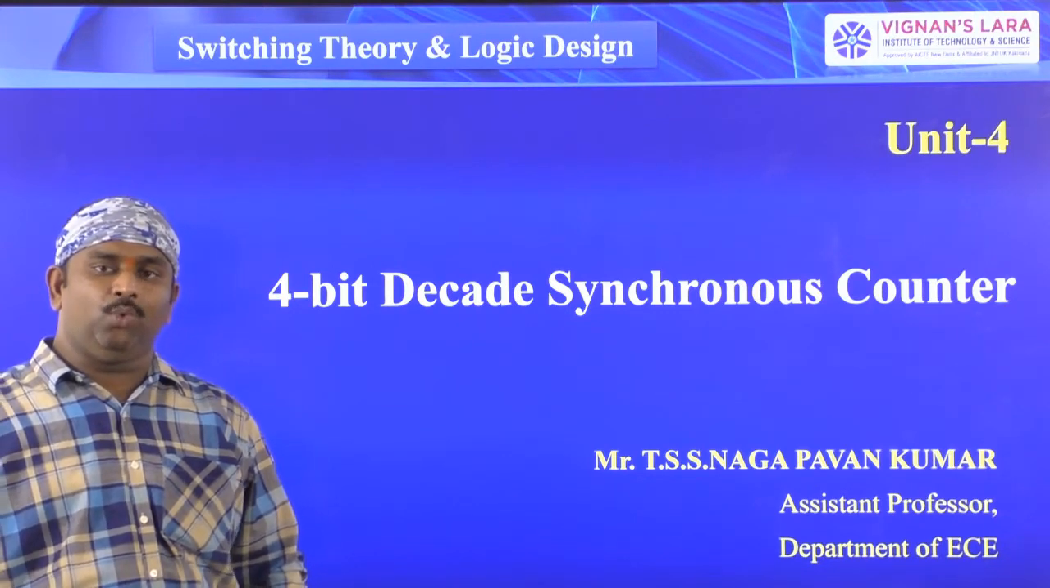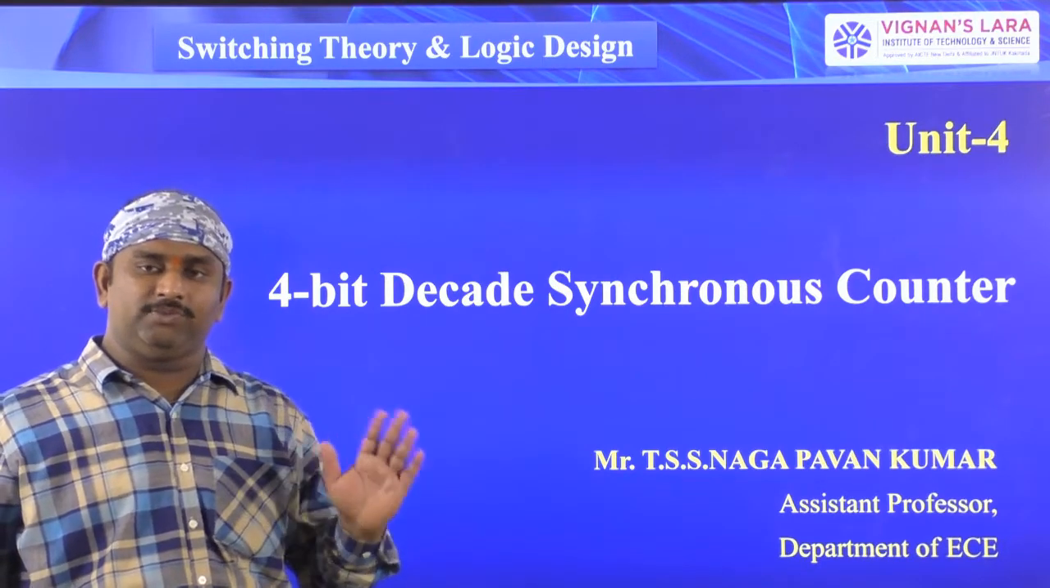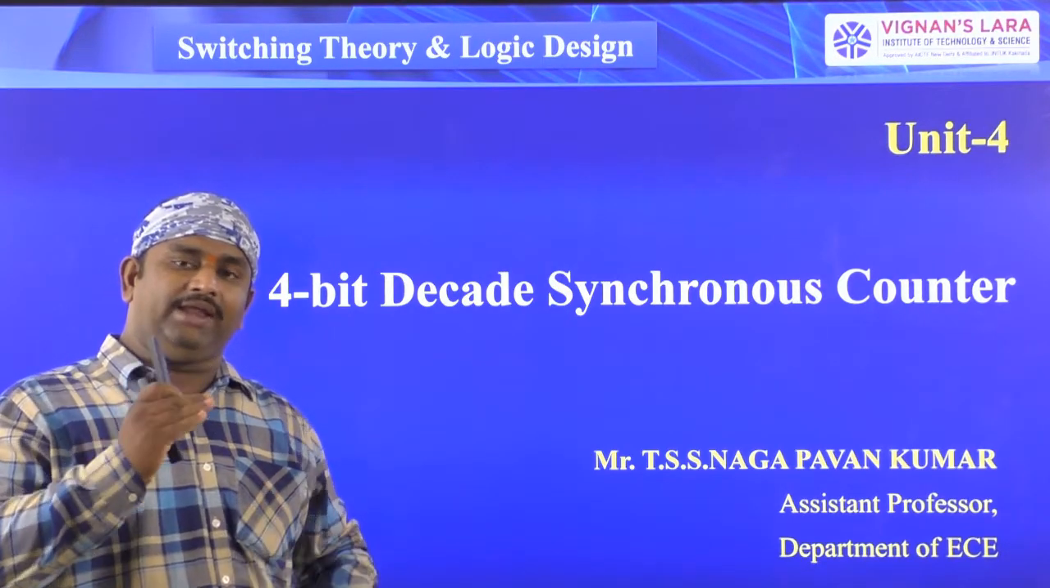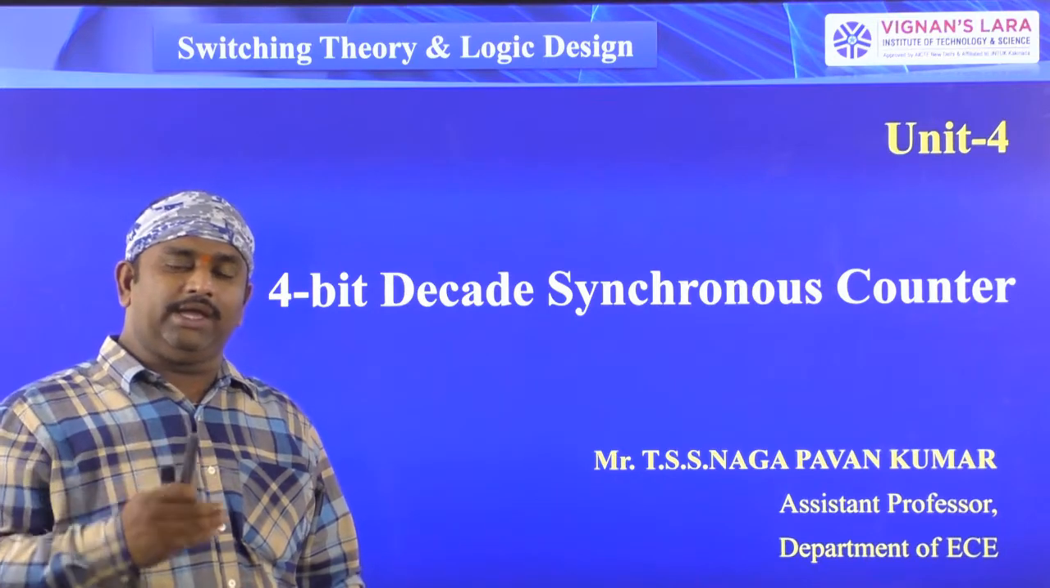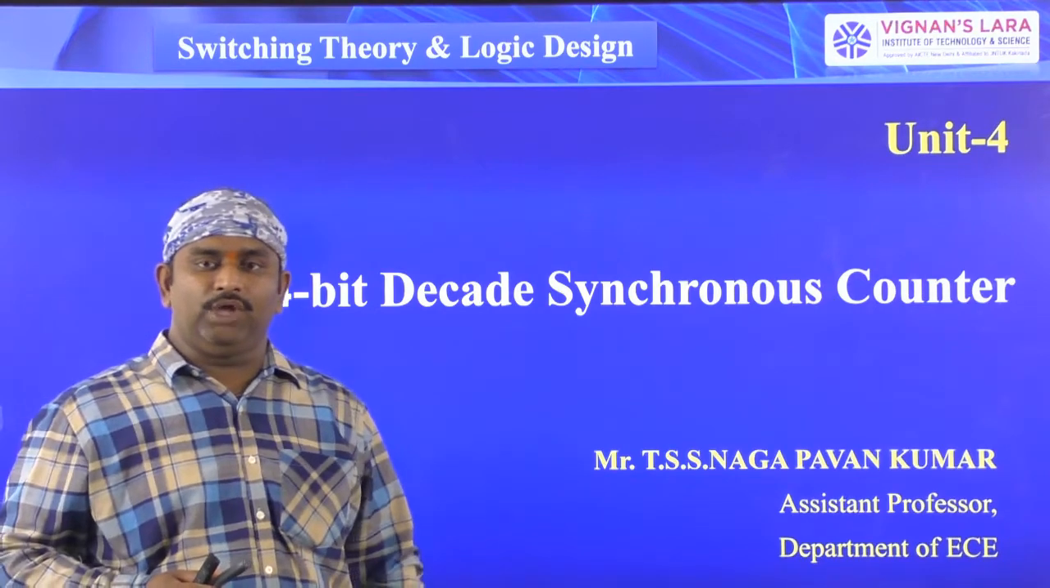That is 0, 1, 2, 3, 4, 5, 6, 7, 8, 9. So this is the ascending order from 0 to 9. After 9, you have to again start from 0. Again, it should start 0, 1, 2, 3, 4 like that. Okay, this is the counter we have to develop.